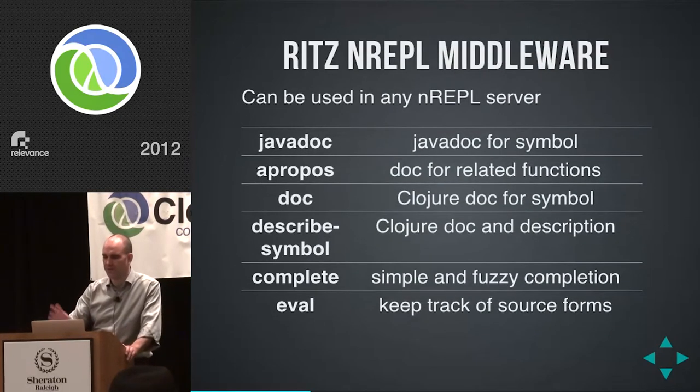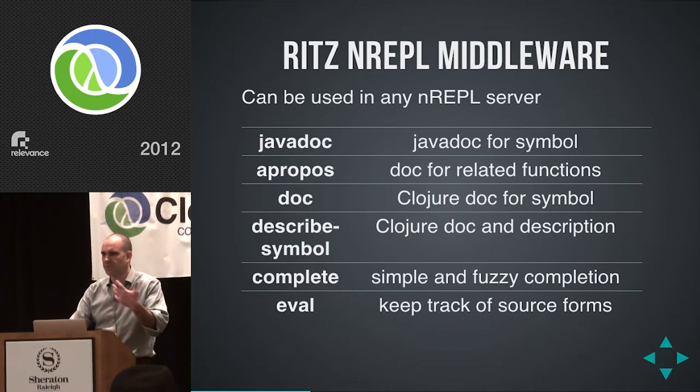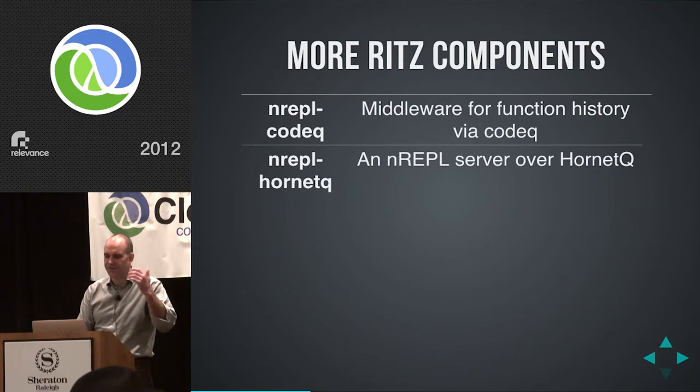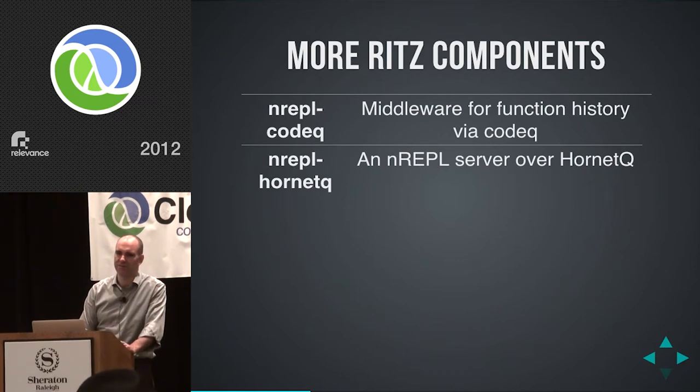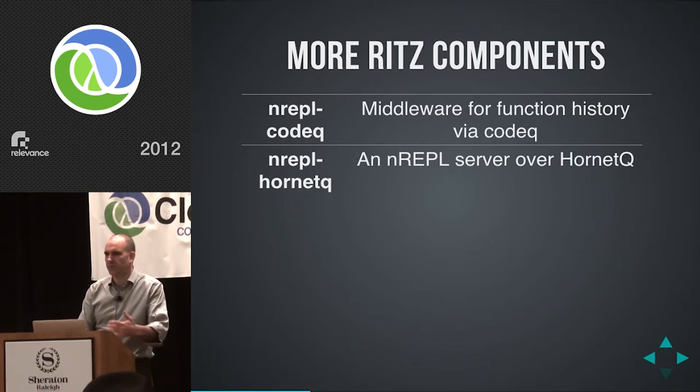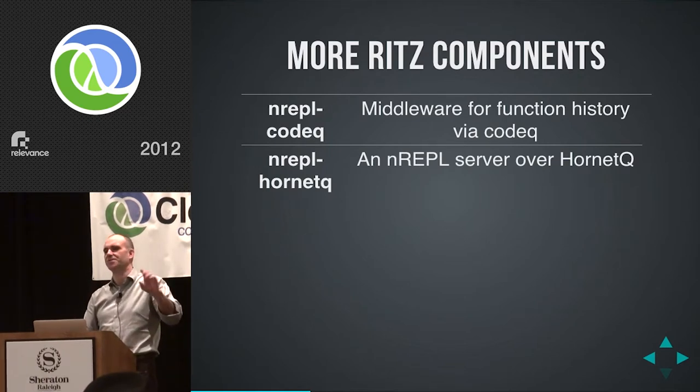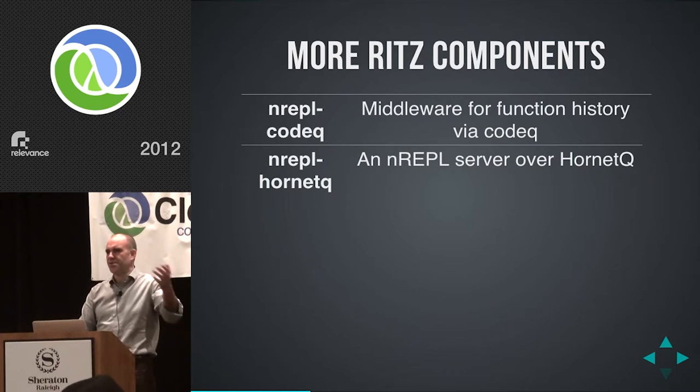I'm going to go quickly through some of the middleware that are in nrepl middleware. You've got Java doc, code completion, so all the basic functions for a REPL. And there are two more Ritz components. There's a nrepl hornetq, which is a REPL that runs over Hornet queue, which is a message server. So you can run your REPL over a message queue. And there's an nrepl codox, which is a middleware that allows you to pull up the history of a function. So you can just hit a key code on a symbol, and it will go and look up in codox all the history of that function and put it into a separate buffer for you so you can see the whole history of a function.